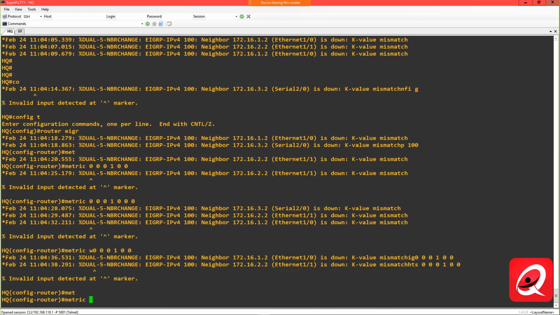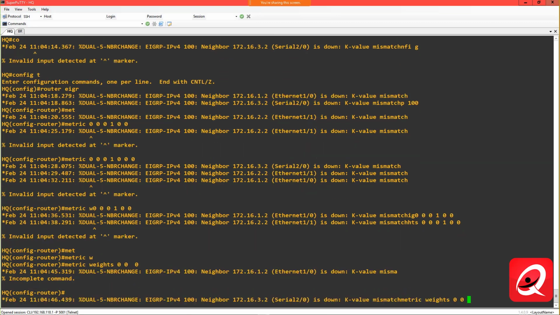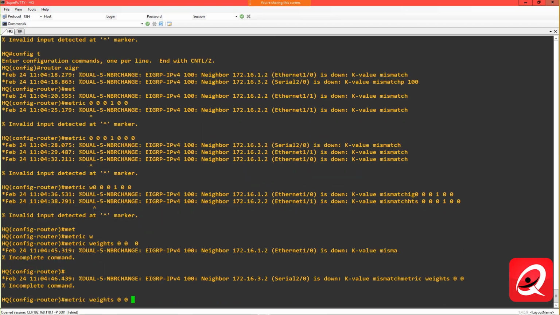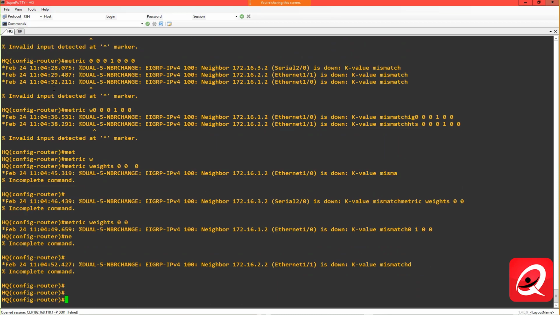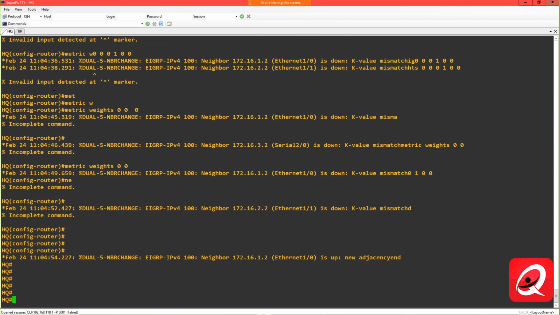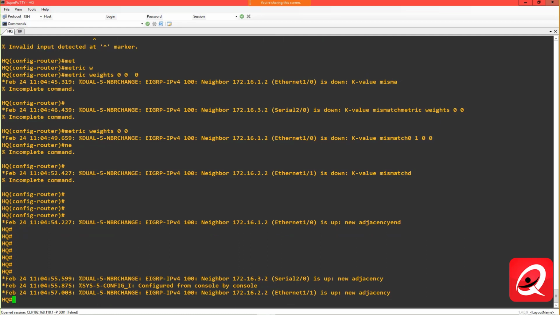All right, metric weights 0, 0, 1, 0, come on, stop it. 0, 0, 0, 1, 0, 0. There we go. So now we should get our adjacencies back. Yep, all our adjacencies came back.